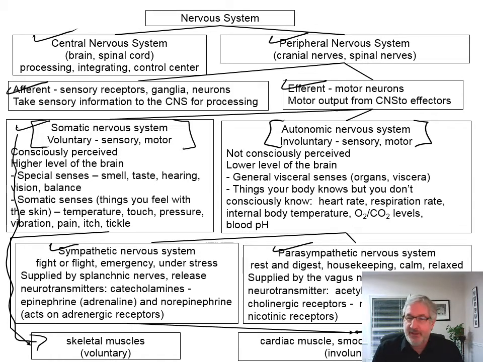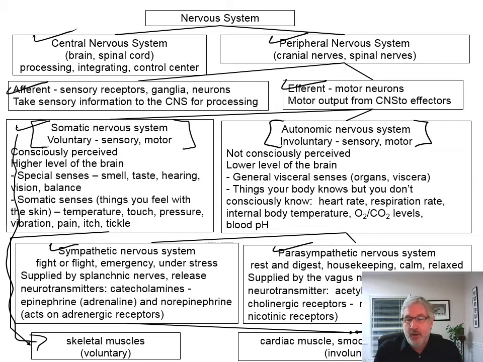The parasympathetic division is a rest and digest system. It's for housekeeping. You're calm, you're relaxed. It's supplied by the vagus nerve. It releases the neurotransmitter acetylcholine, which acts on what are called cholinergic receptors. Two of them are muscarinic and nicotinic receptors. So think of nicotine, cigarettes, calming you down, those kind of things.